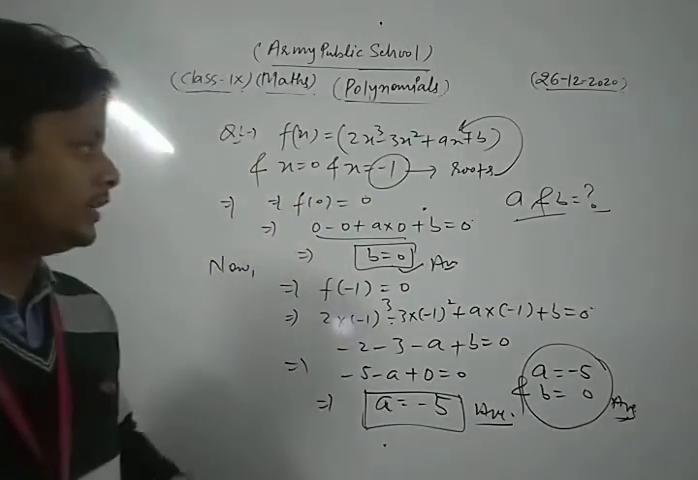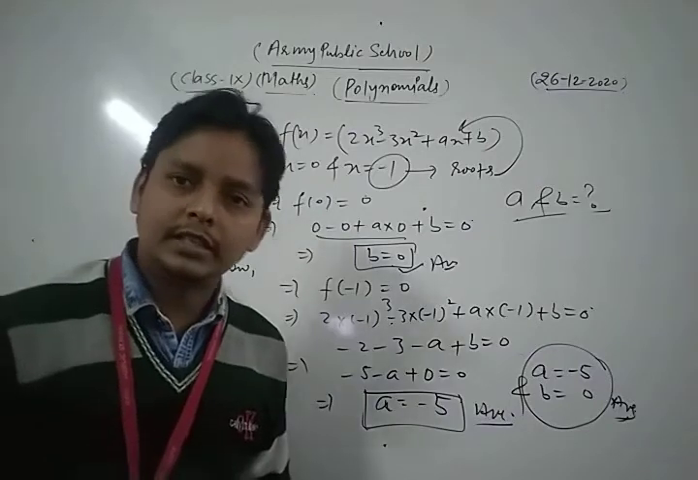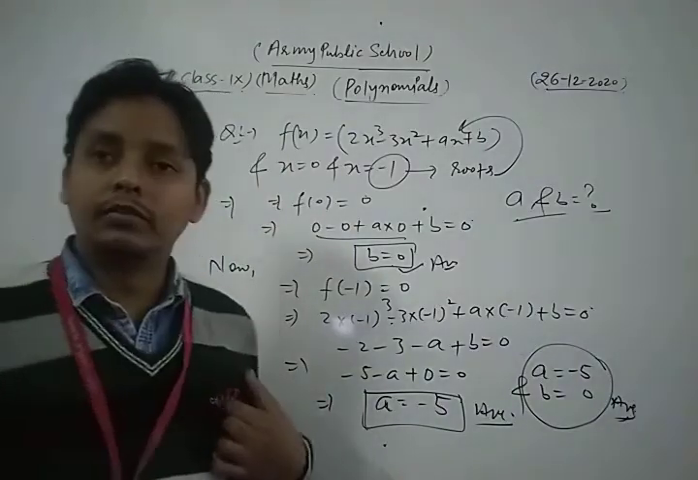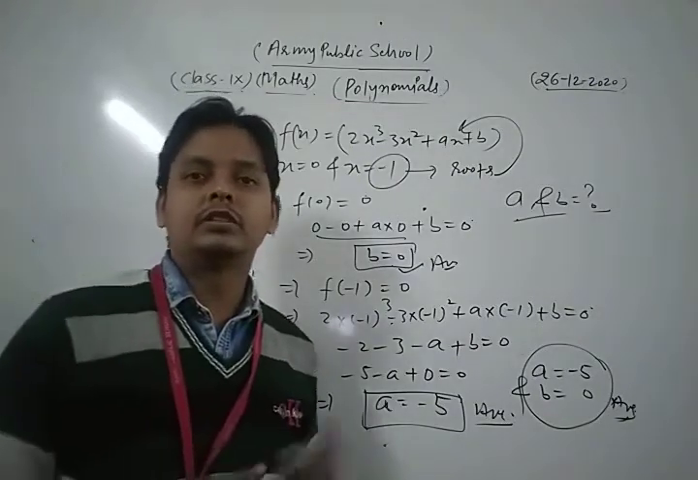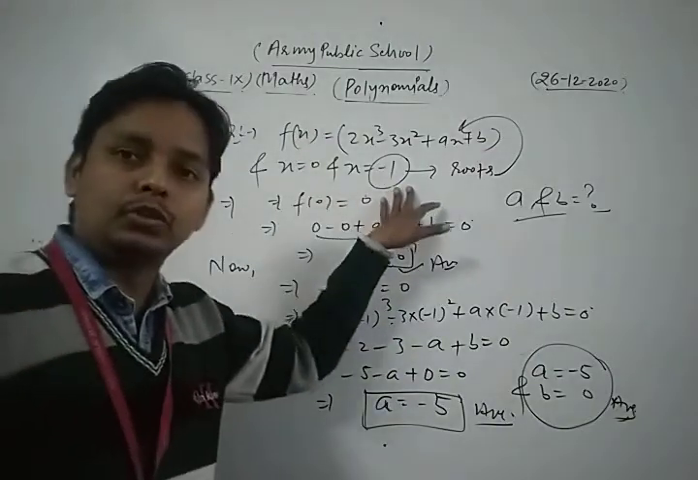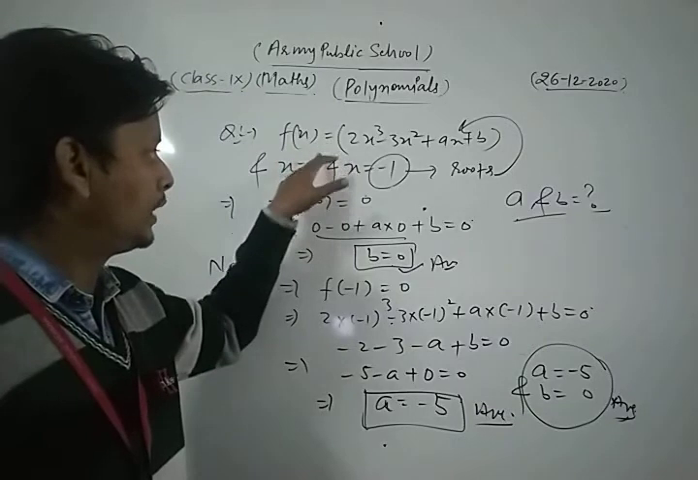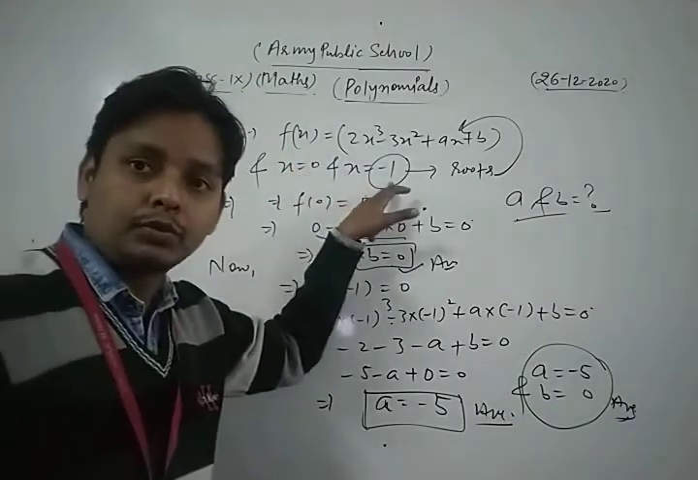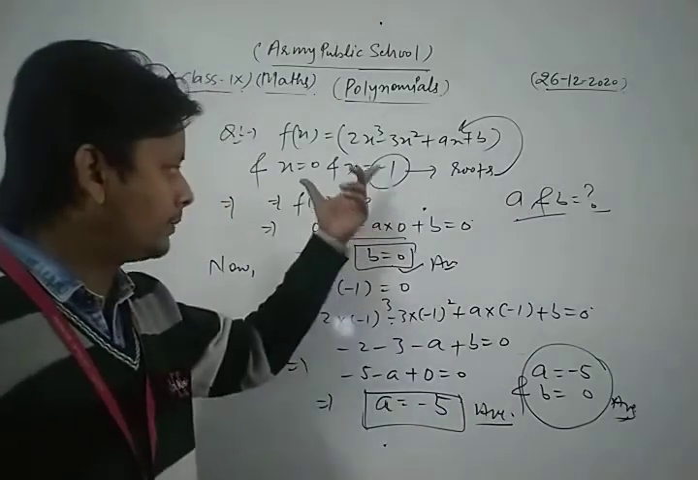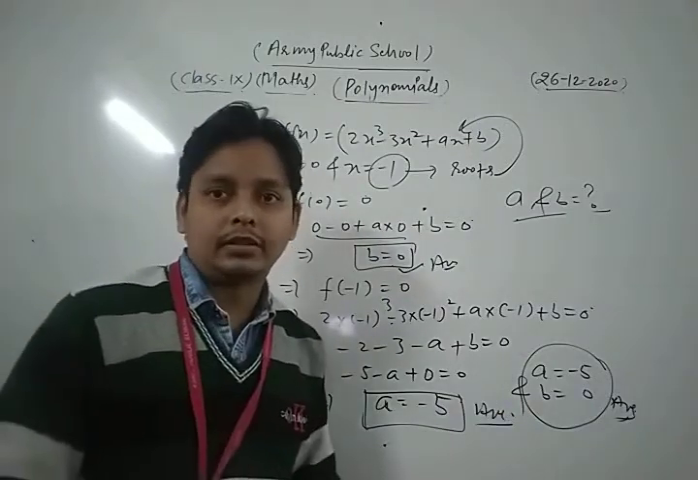So in this way you can solve each and every question of your NCERT exercise based on the topic, zero of the polynomial. In that question 0 and minus 1 both are roots of the given equation, so the value of the given polynomial at 0 as well as at minus 1 becomes equal to 0. By the concept of zero of the polynomial we apply those conditions, and by solving them we get the values of a and b.